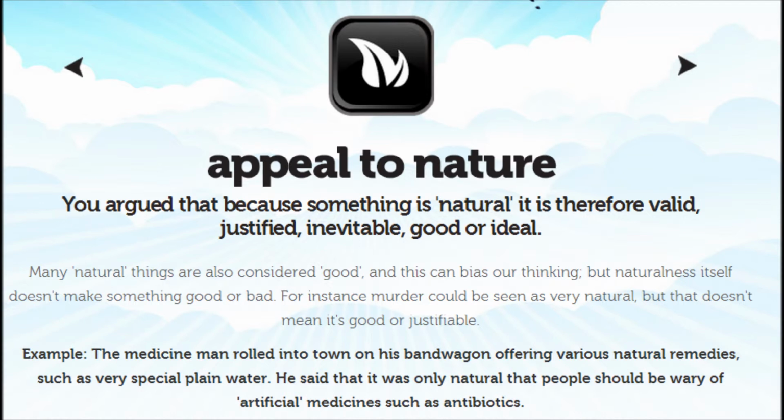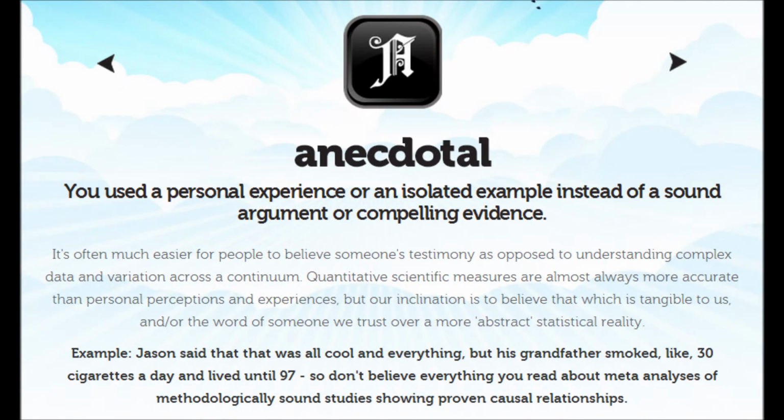22. Anecdotal. You used a personal experience or an isolated example instead of a sound argument or compelling evidence. It's often much easier for people to believe someone's testimony as opposed to understanding complex data and variation across a continuum. Quantitative scientific measures are almost always more accurate than personal perceptions and experiences, but our inclination is to believe that which is tangible to us, and or the word of someone we trust over a more abstract statistical reality.